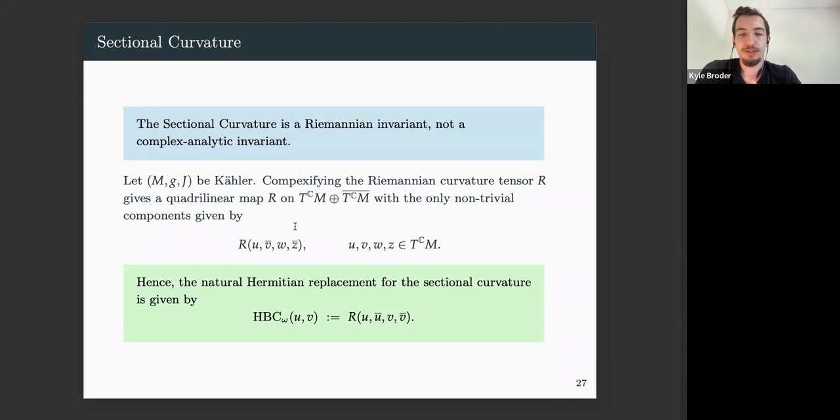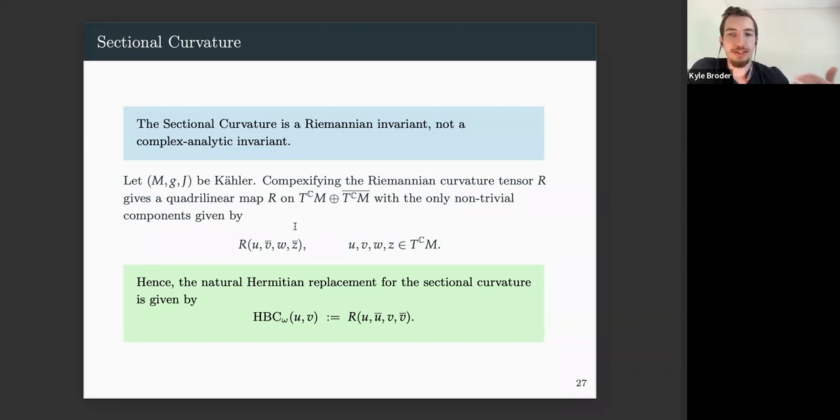So the appropriate replacement to discover that, we'll suppose for simplicity that (M, g, J) defines a Kähler structure. So the associated 2-form coming from feeding the complex structure into the metric is closed. If I complexify the Riemannian curvature tensor of the metric, I'll get a quadrilinear form on the direct sum of the complexified tangent bundle and its conjugate. And I'll discover that the only non-trivial components of the complexified Riemannian curvature tensor are given by R(U, V̄, W, Z̄), where V̄ and Z̄ are the conjugates of V and Z respectively.